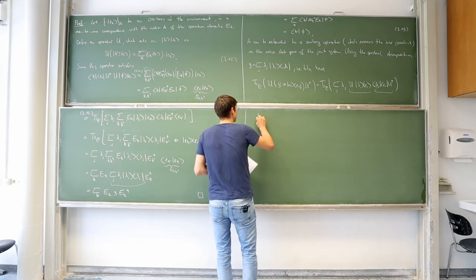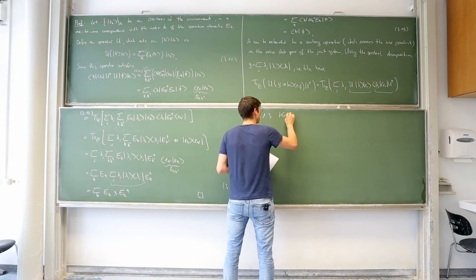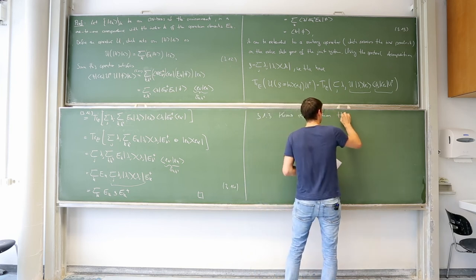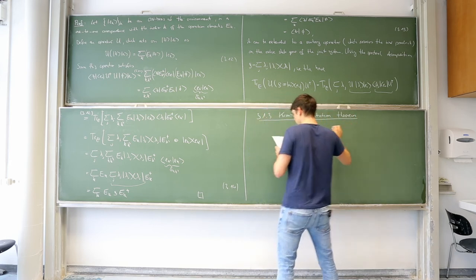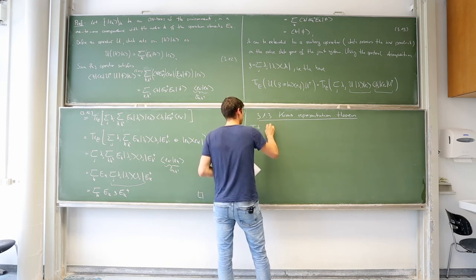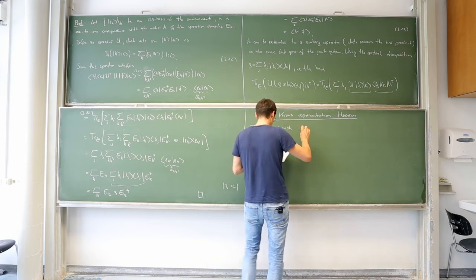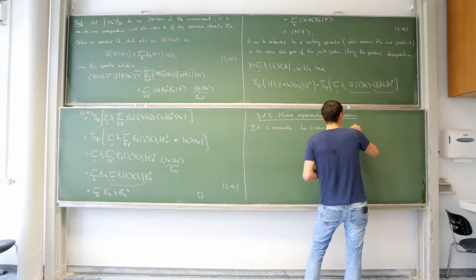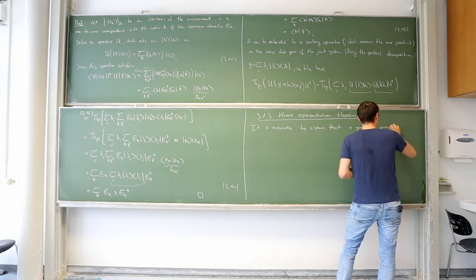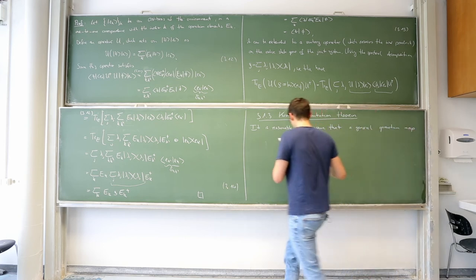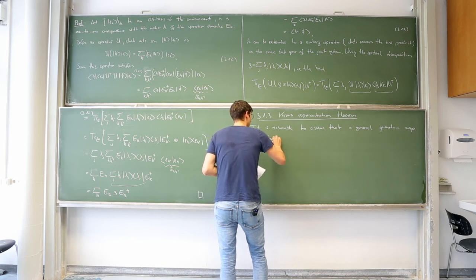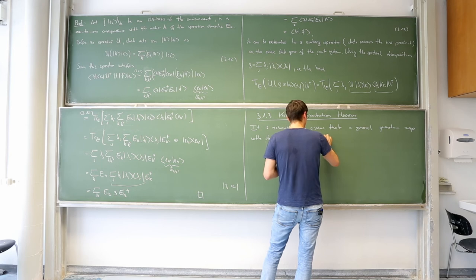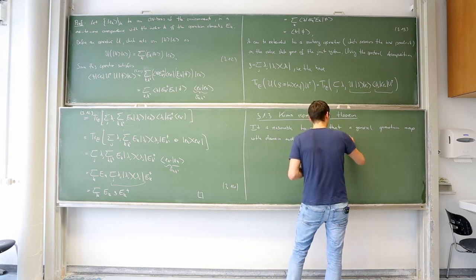Okay, so this is chapter 3.1.3, the Kraus representation theorem. So it's reasonable to assume that a general quantum map with domain and range H, which is the Hilbert space, meaning that we have a map which maps from H to H.